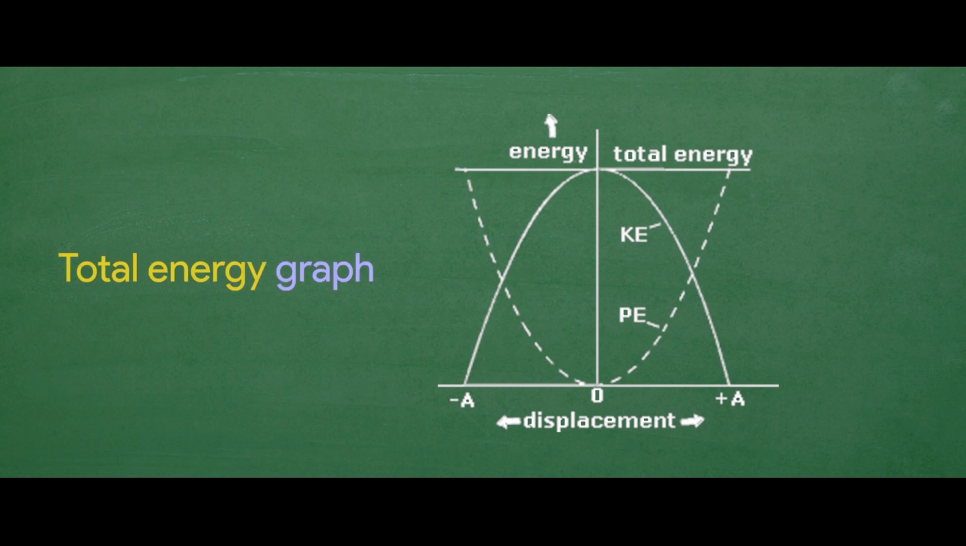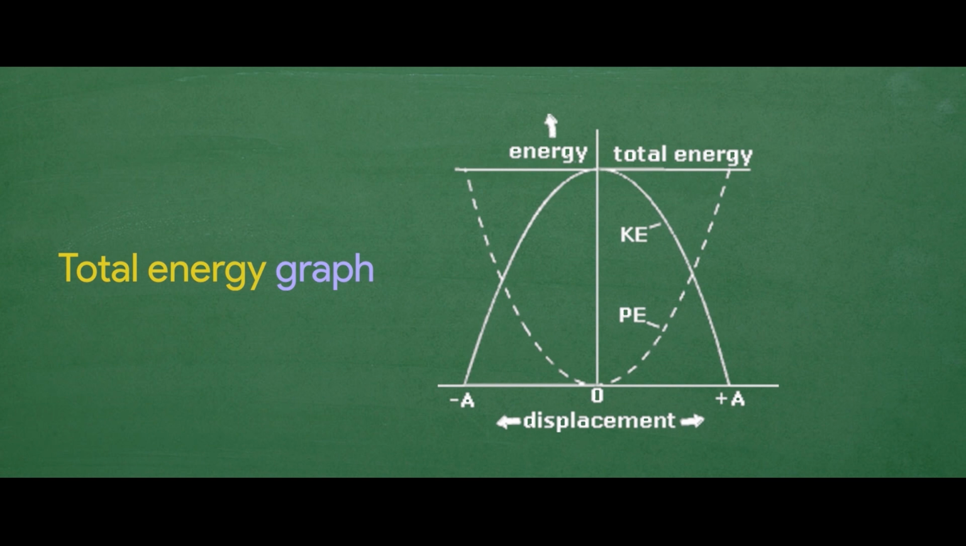This is the total energy graph, and what does it signify? You can see that along the x-axis displacement is being plotted, and along the y-axis energy is being plotted. So this is one part of the oscillation. One oscillation graph we have indicated here. What can you say about this graph?